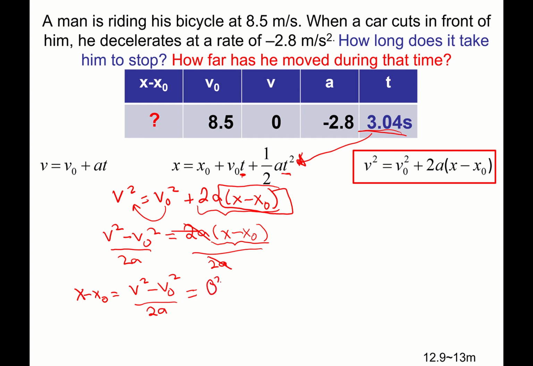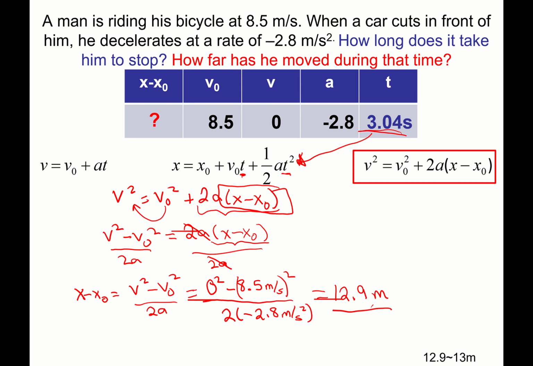V is 0. V0 is 8.5 meters per second. I'm going to square that, and then I'm going to divide by 2a. A is minus 2.8 meters per second squared. So I throw in my numbers, I get 12.9. And if I look at the units, I have on the numerator meters squared per second squared divided by meters per second squared, so I'm left with units of meters.